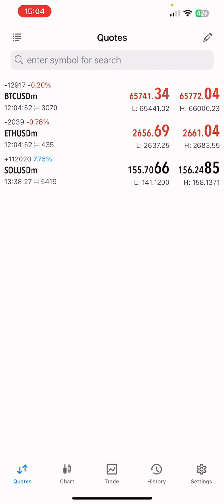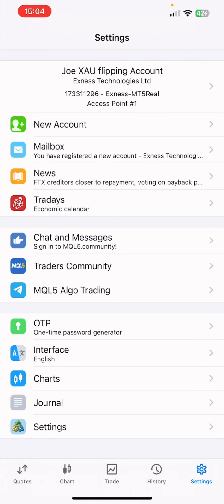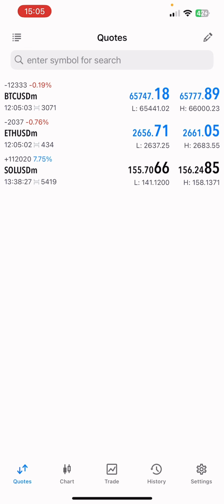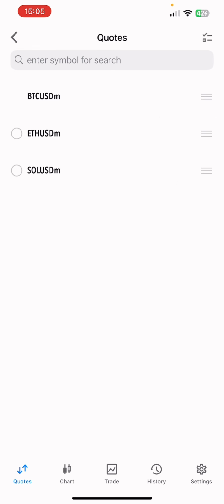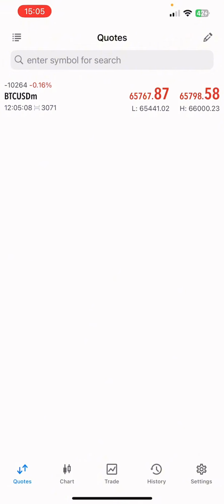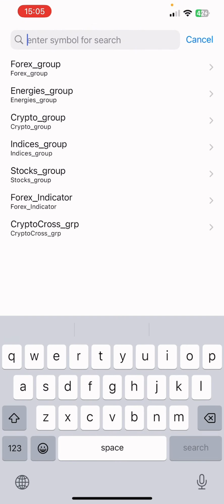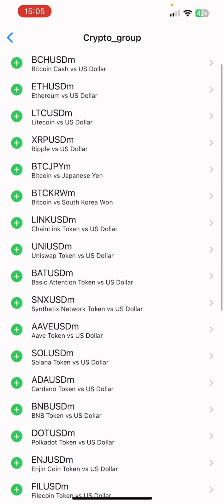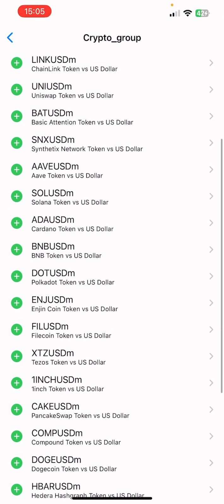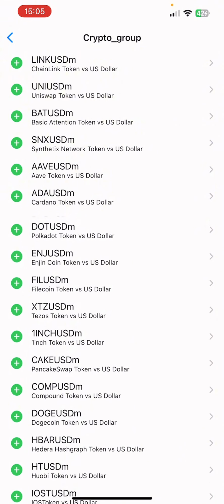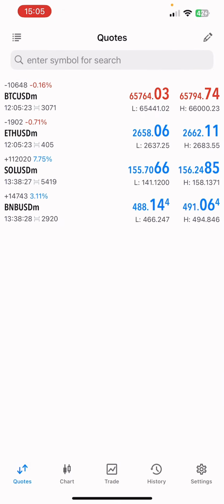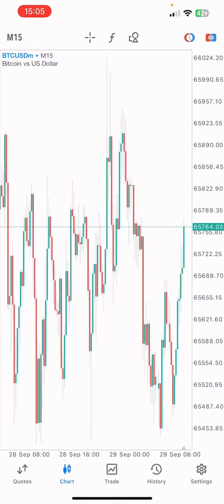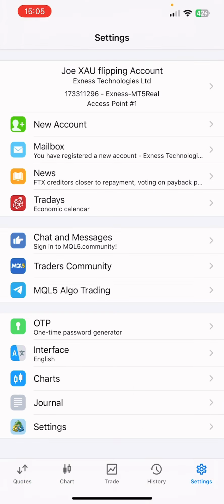Now let's say we are going to use a broker. So this is a real account. This is my flipping account, Josao flipping account. Now we are only going to focus on crypto. If you want to add crypto, all you need to do is come to the enter button here, you see the crypto group, then you can add whatever crypto you want, like Ethereum, Solana, or BNB, and you go back. So you can see them from here.